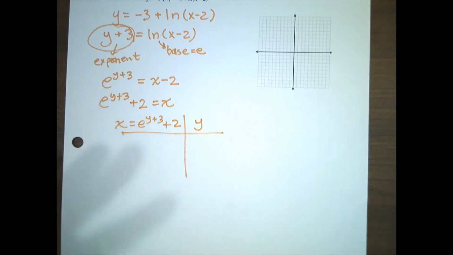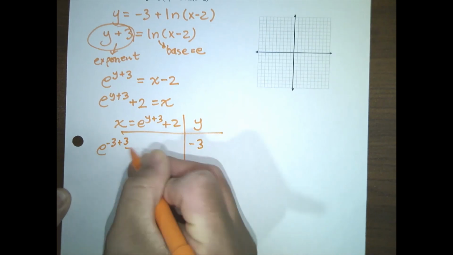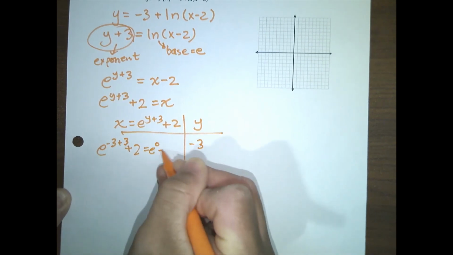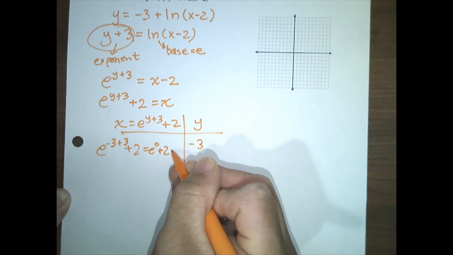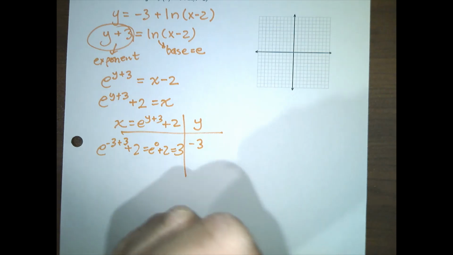So here, I have x is equal to e to the y plus 3 plus 2. Because e is a number where it's going to be more difficult to figure out points that aren't decimals, I'll probably just use a calculator for most of these. But I do know that if, say, y is negative 3, I have e to negative 3 plus 3 plus 2. That's e to 0 plus 2, and e to 0 is 1. So 1 plus 2 is 3. So that is an easier point to find.